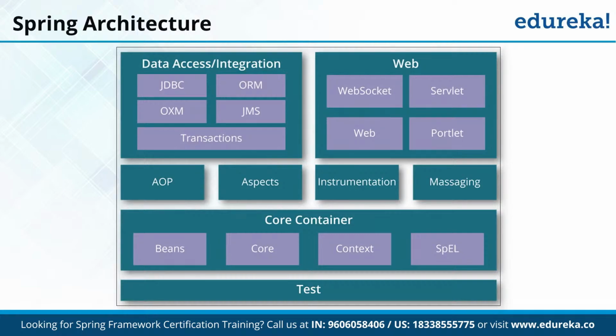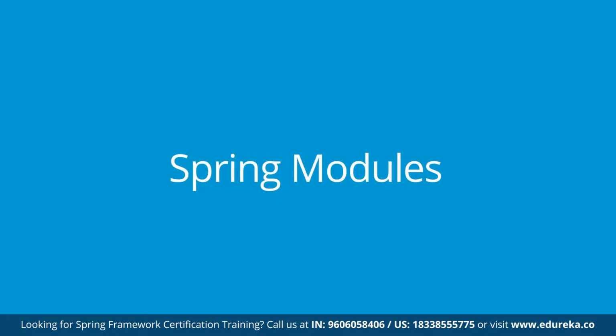Moving on, we got the data access or integration layer. So here we're gonna deal with the ORM or the JDBC or your backend part, right? The web module will focus on how you can write a web MVC application. So for example, the servlets or the portlets or the sockets or the web layer, right? So that's how you got various layers available in the Spring architecture.